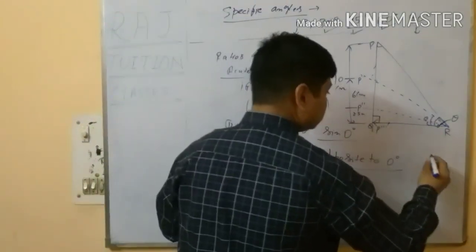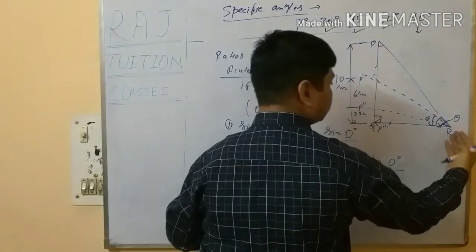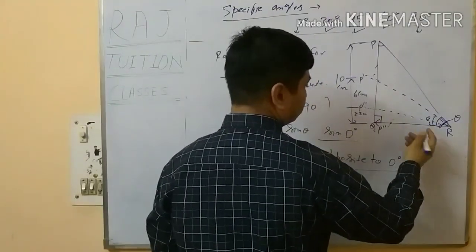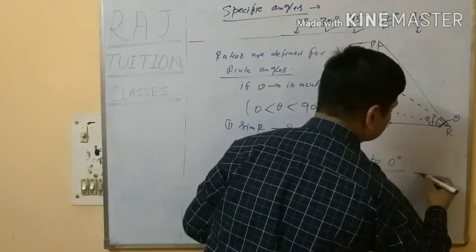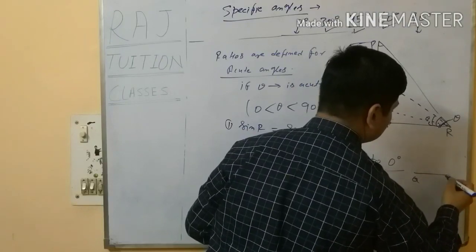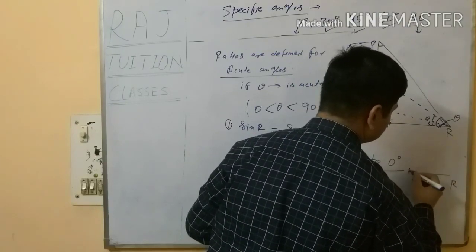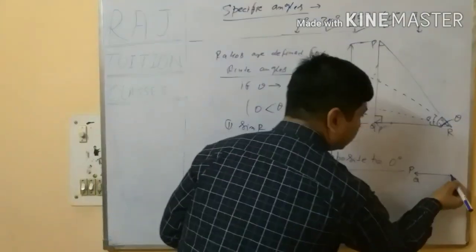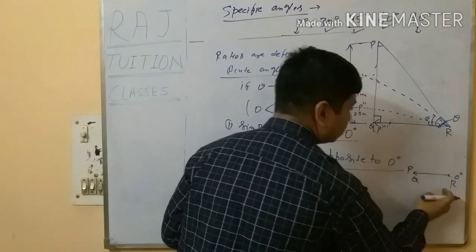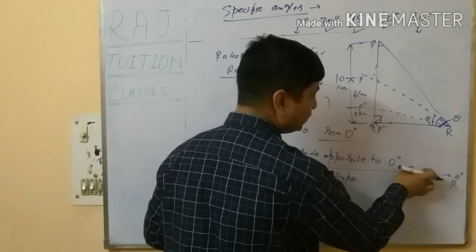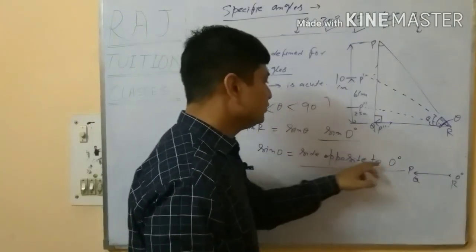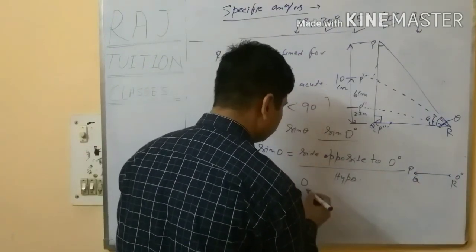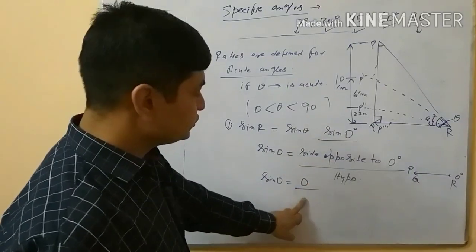So when this theta becomes 0, then what is the side opposite to 0? Because QR and PR are now overlapping. This is QR and this is PR. So QR and PR are the same line, and there is an angle of 0 degrees. So which side is opposite to 0 degrees? Nothing. The side opposite to 0 degrees is now nothing, or the side opposite will become 0. The side opposite will have a value of 0 in this case.